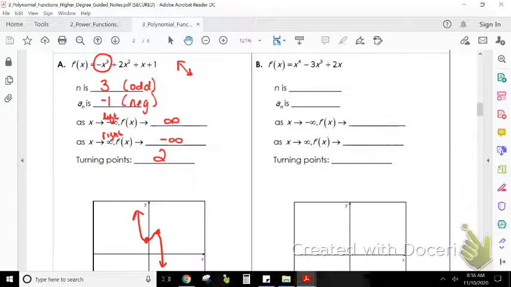So make sure your function's in standard form. It is. Our degree is 4, so it's even. So I'm already thinking x squared. a sub n, the leading coefficient, is 1, so it's positive. So I'm thinking positive x squared. So as we go to the left towards negative infinity, our y's are going up to positive infinity. As x goes to the right towards infinity, our y's are still going up towards positive infinity. And so let's graph this.